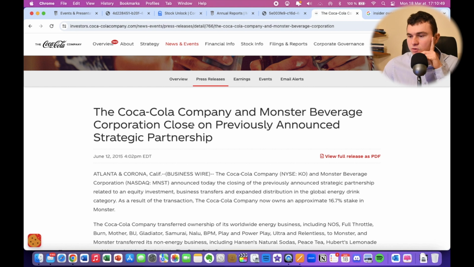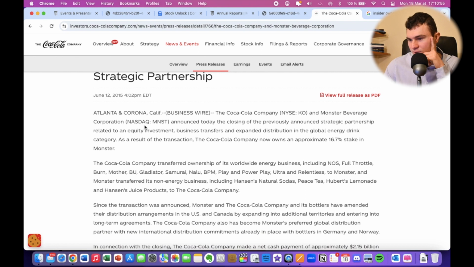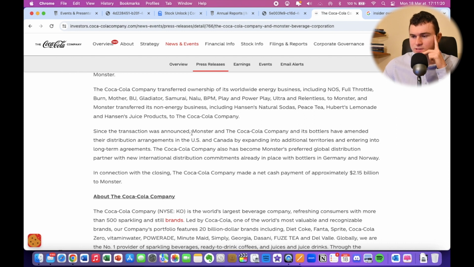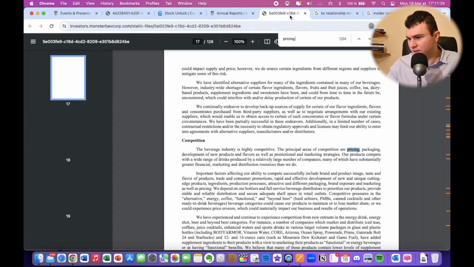The Coca-Cola Company and Monster Beverage Corporation announced today the closing of the previously announced strategic partnership. Business transfer, expanding distribution, okay. Coca-Cola Company transferred ownership. What do we have here? Since the transaction was announced, Monster and the Coca-Cola Company and its bottlers have amended their distribution arrangements in the US and Canada by expanding into additional territories. Okay. You know what? If I don't find the information here, maybe I will find it in the annual report.